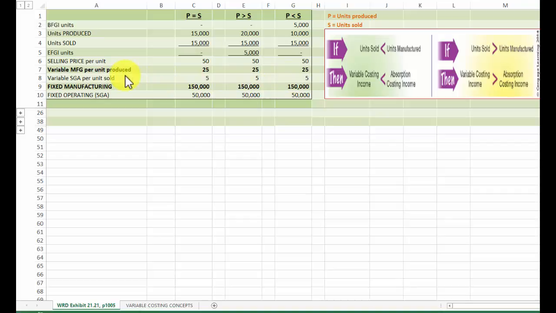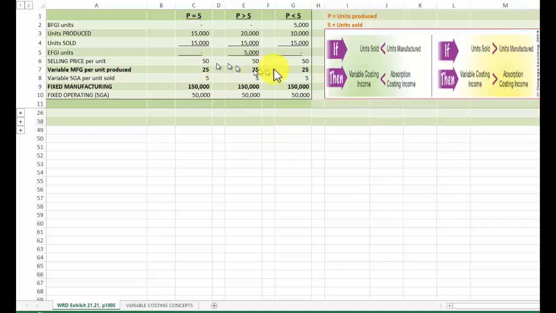And remember, any selling, general, and administrative cost is expensed in the period that it is incurred, whether we are dealing with absorption costing or variable costing. Fixed manufacturing is $150,000 for each of the 3 periods, and fixed selling, general, and administrative, which is always expensed whether you're using variable costing or full absorption costing, is $50,000 for each of the 3 periods. So here is the setup that we have for this illustration.